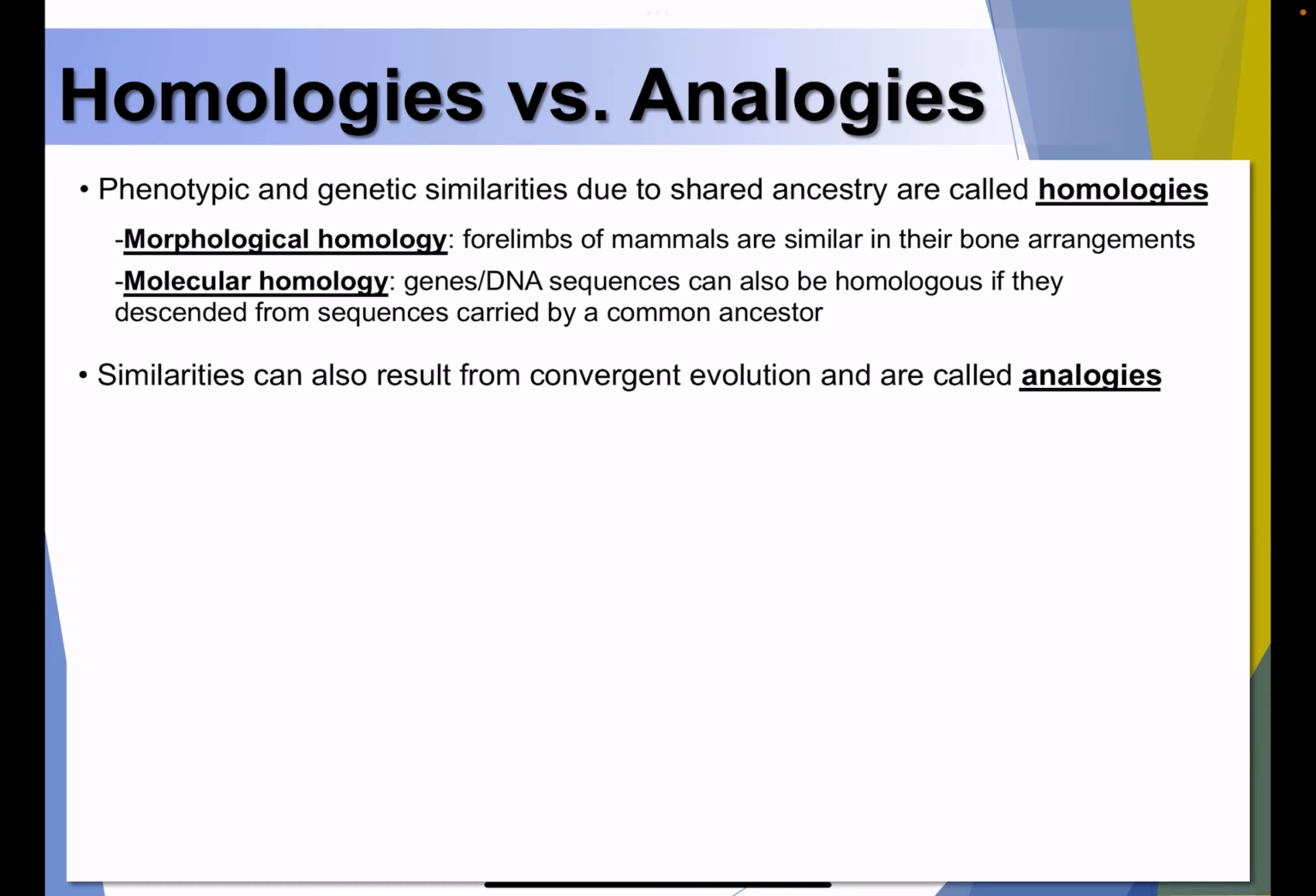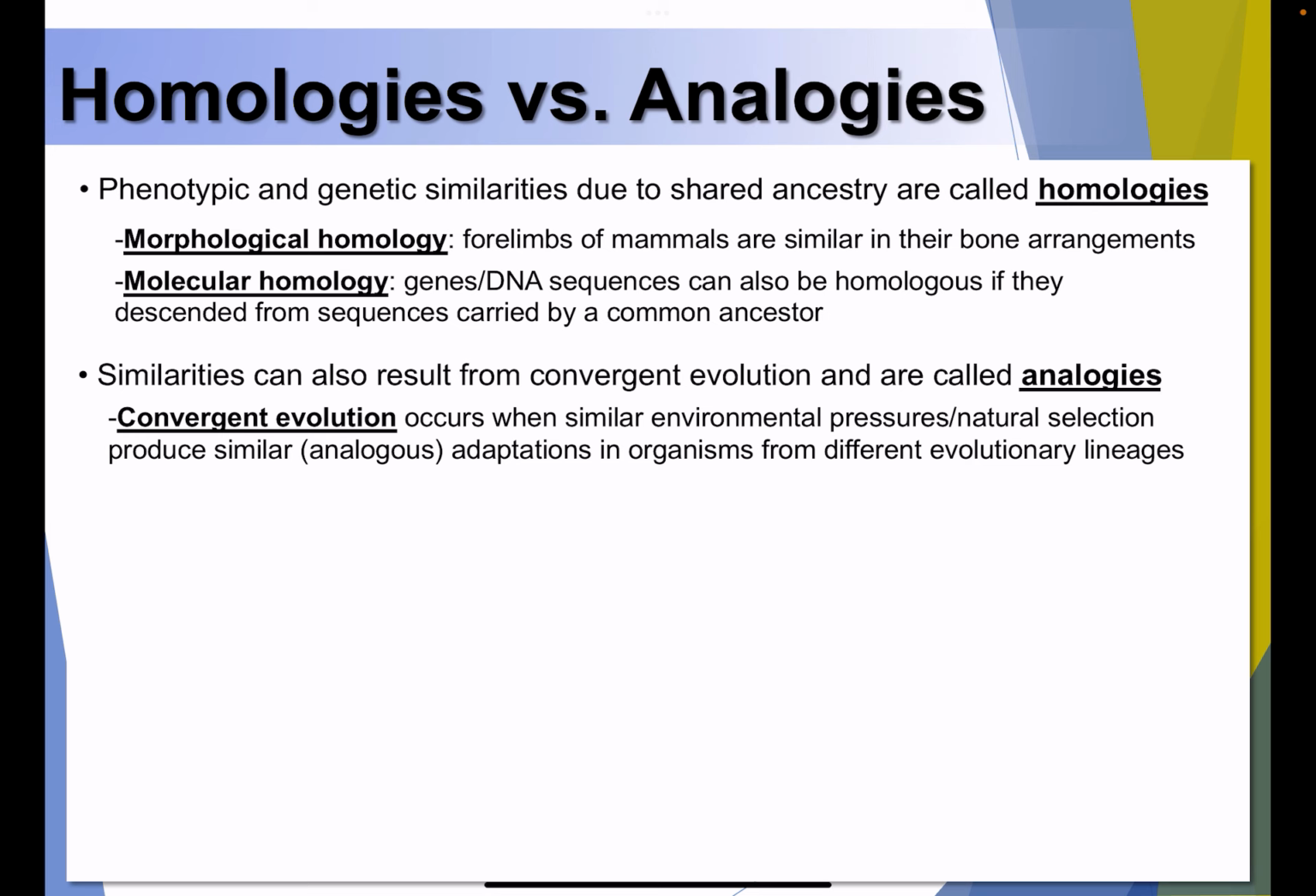But similarities can also result from convergent evolution, and this is where we call them analogies. Okay, homologies are not analogies, nor are analogies homologies. We'll talk about the difference between these right now. First of all, what is convergent evolution? It occurs when similar environmental pressures, or natural selection, produce similar or analogous adaptations in organisms from different evolutionary lineages.